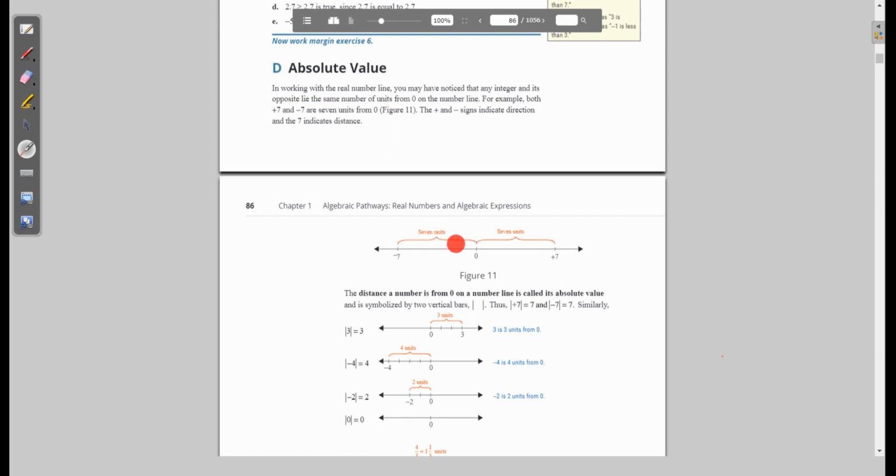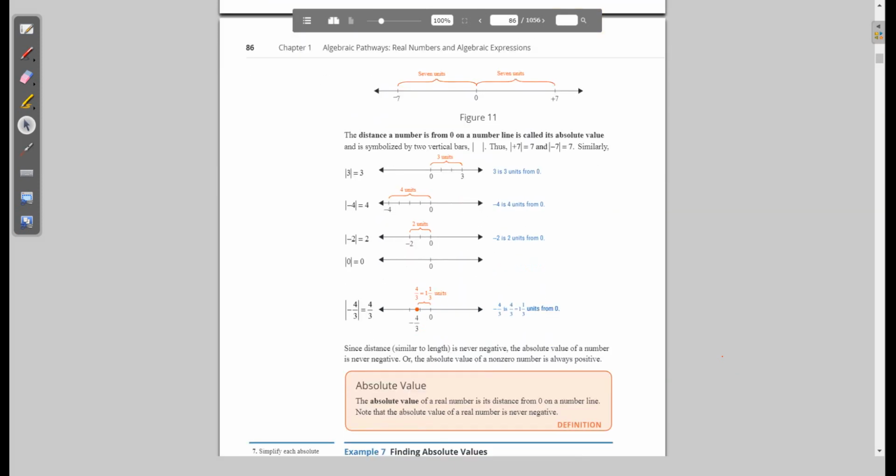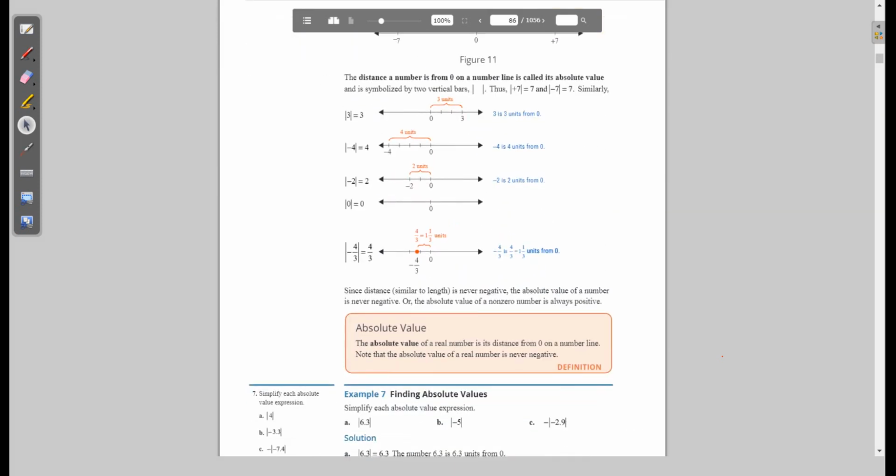Of course, we see that here in the figure, right? Here's 0, +7 is over here, -7 is over here. In both cases, we are 7 units away from 0. The plus and minus signs indicate direction, and 7 indicates distance. All right, so let's snip this. This is good stuff.